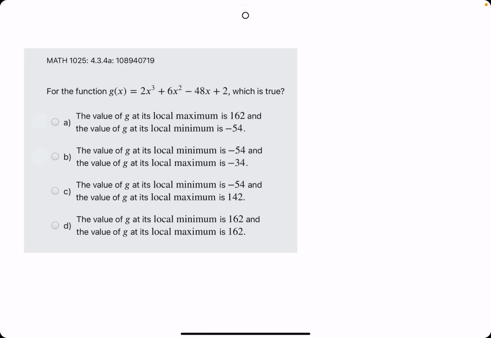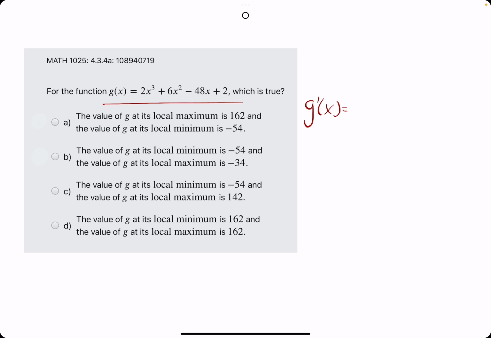Okay. In this problem, we are given the function g of x, and the goal is to identify the g values of the local max and local minimums. The procedure in this case will be to find the first derivative, set it equal to 0, and factor in order to find the x values that make g prime equal to 0.